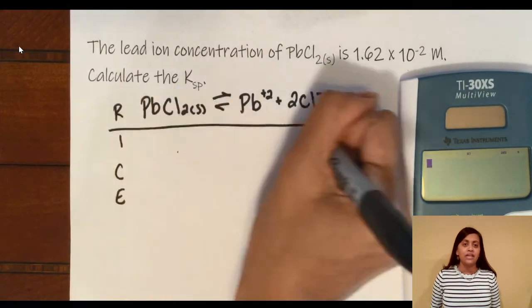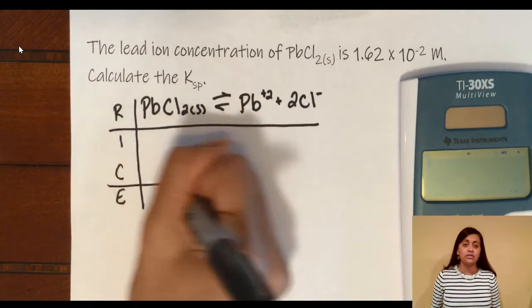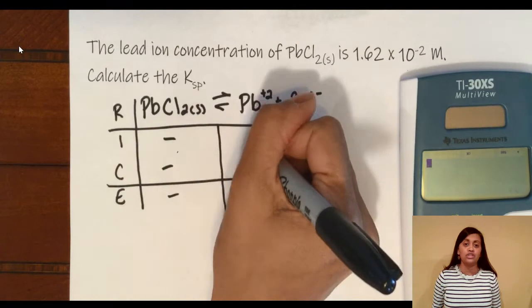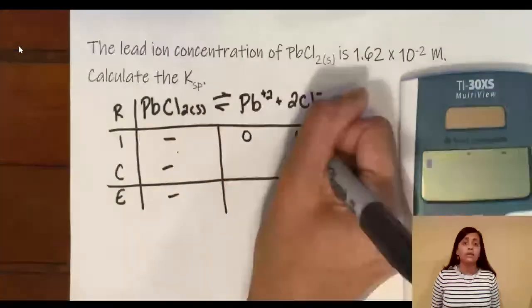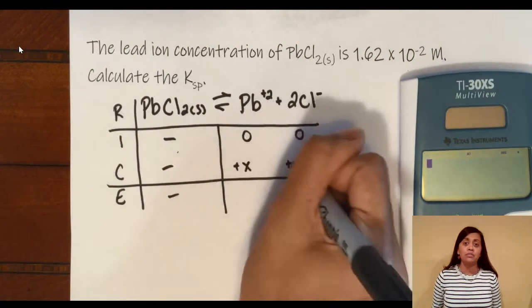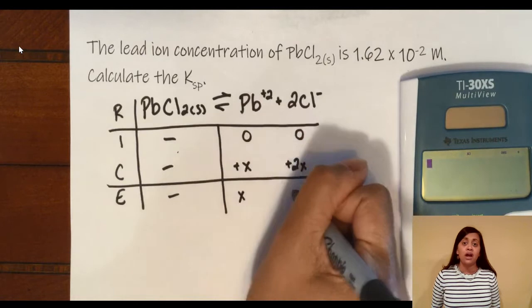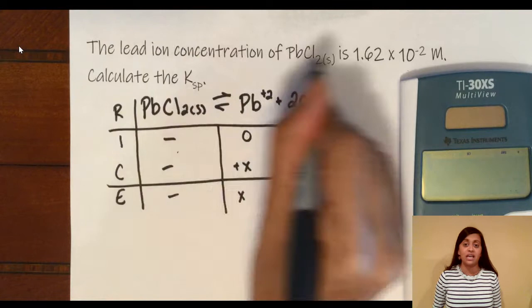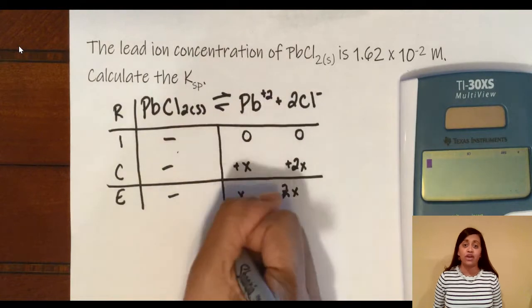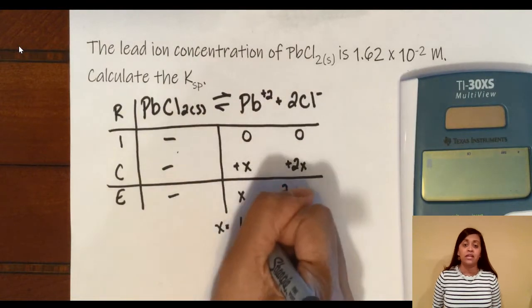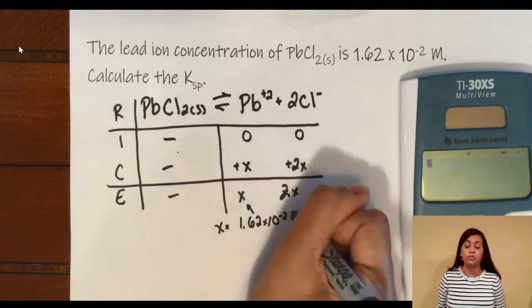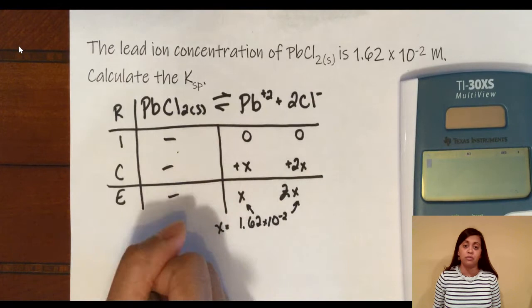And don't forget that PbCl2 is a solid, so we won't have anything for its initial, its change, or its equilibrium. For Pb plus 2 and 2 Cl minus, we do know that the lead ion concentration of PbCl2 is 1.62 times 10 to the negative 2. So that's actually representing our X. And so we know that we have our X here. We can figure out what our Cl minus is because we just multiply it by 2 to give us our 2X.